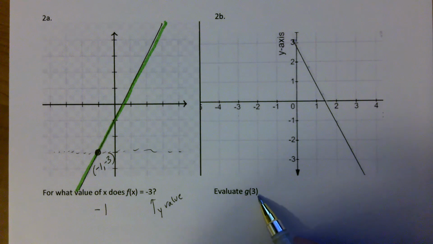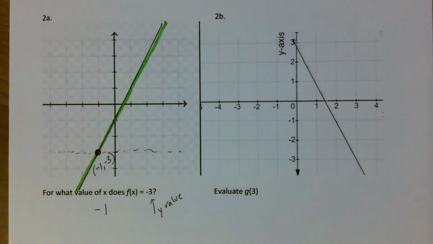Now in here, you're asked to evaluate g of 3. So again, think of what that 3 inside the parentheses means. Pause the video and get your answer.